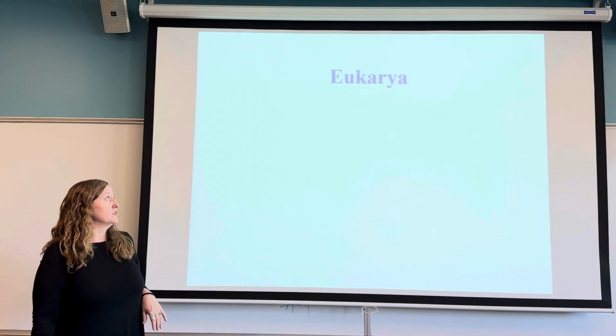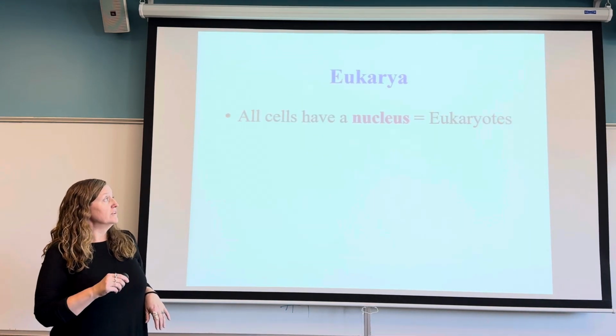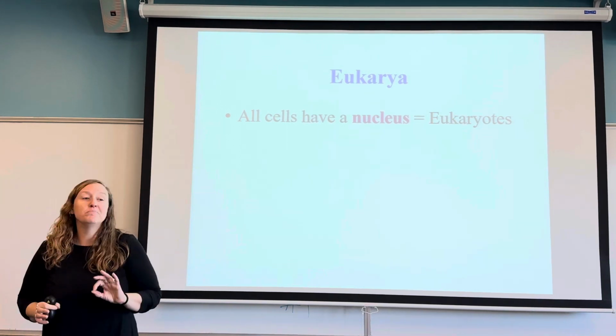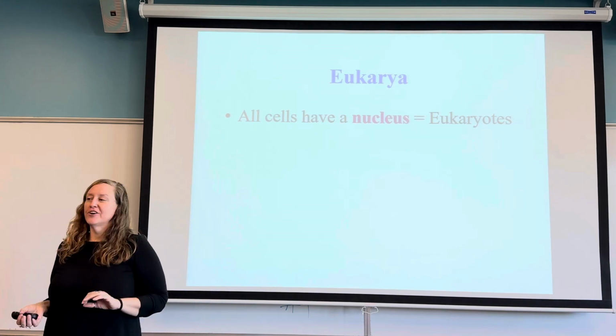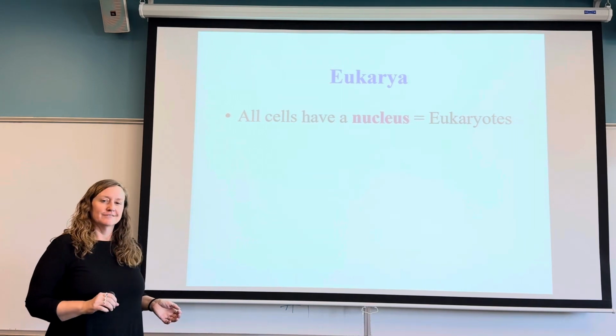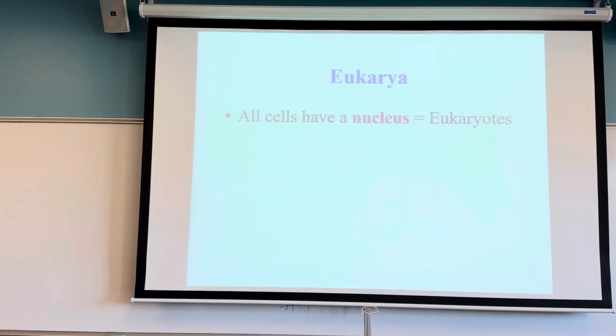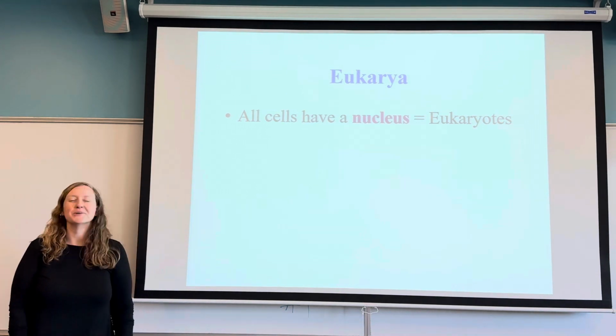All right, so a little bit about the Eukarya. All cells have a nucleus. Well, our red blood cells are eukaryotic cells with no nucleus. So there's always an exception in biology. We'll talk about that when we get to the circulatory system too.